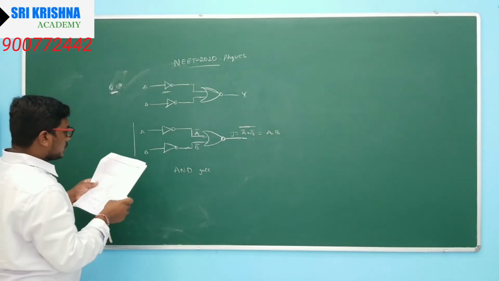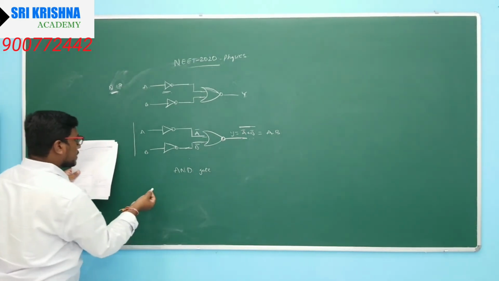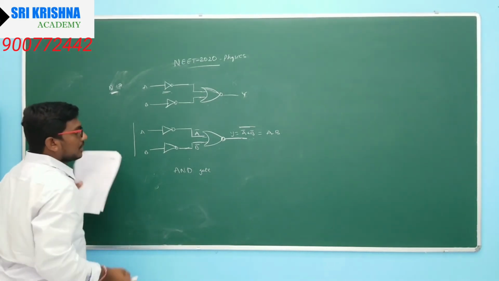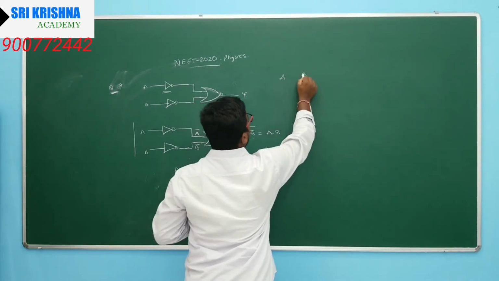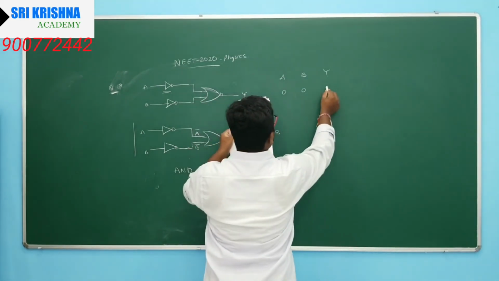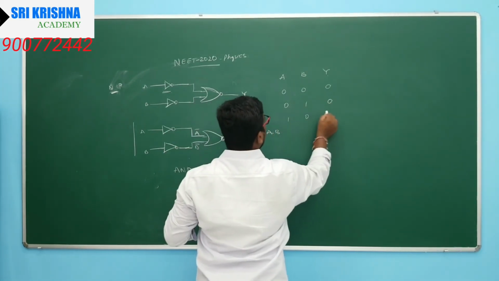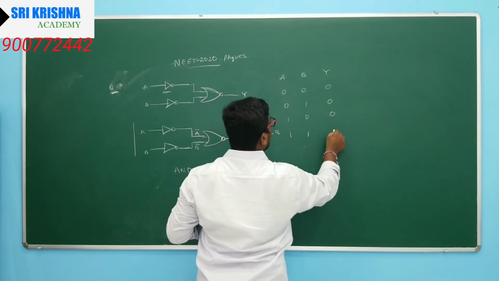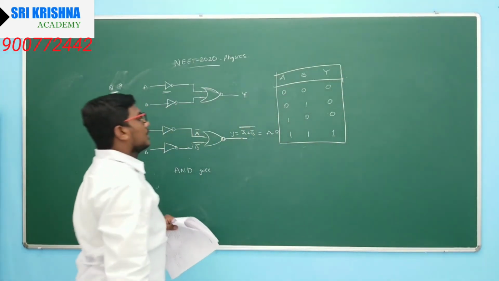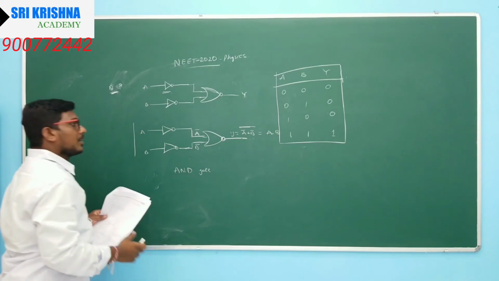So look at the options. The correct answer is for the AND gate. Let's write the truth table: 0 0 gives 0, 0 1 gives 0, 1 0 gives 0, and 1 1 gives 1. So this is your answer. This whole logic circuit becomes an AND gate from this relation.